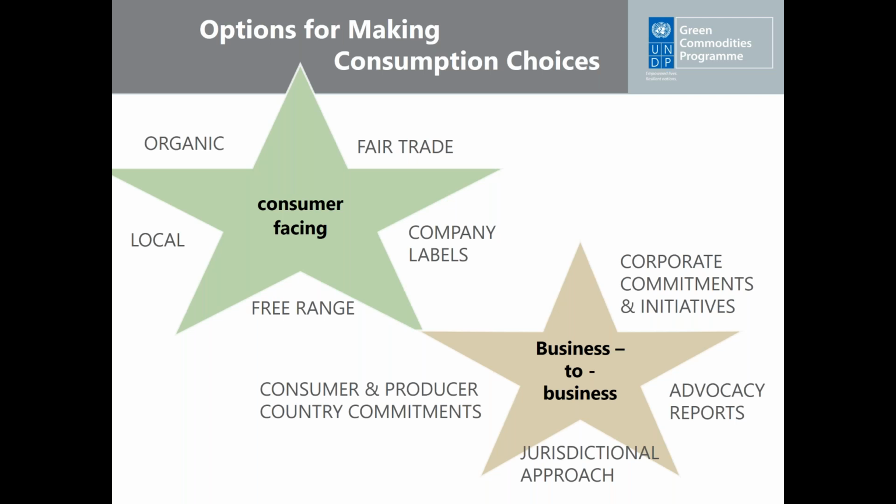We can think about both consumers and companies having a certain set of options, a certain set of choices. On the one hand, consumers face options such as buying local, organic, fairly traded products, free-range eggs, and specific company labels. Consumers can use existing labels to make responsible choices. At the same time, businesses also have options such as corporate social responsibility and environmental responsibility, and their own commitments, such as deforestation-free palm oil.